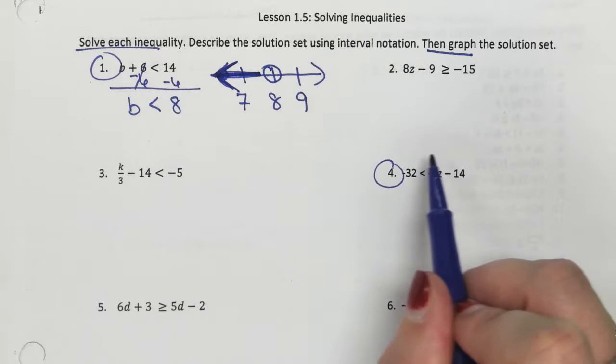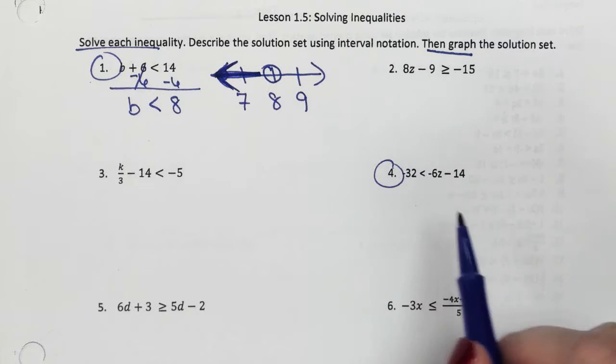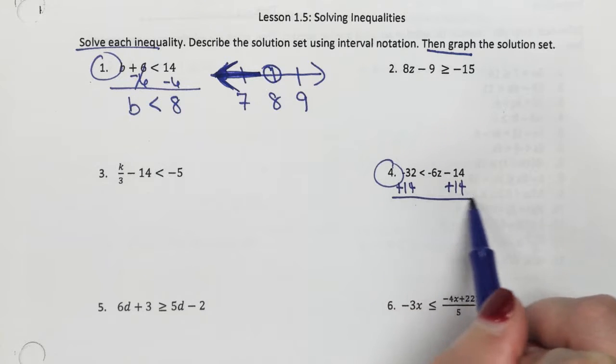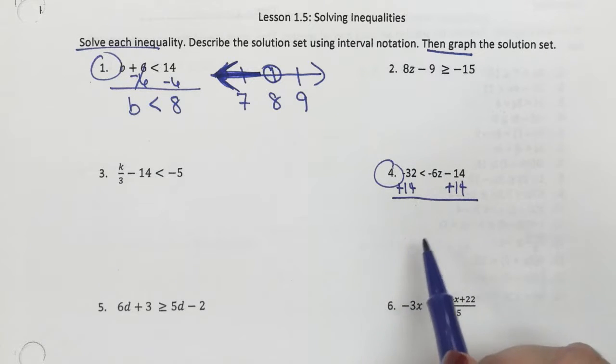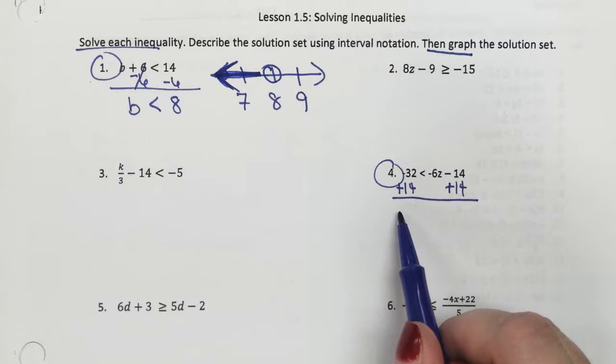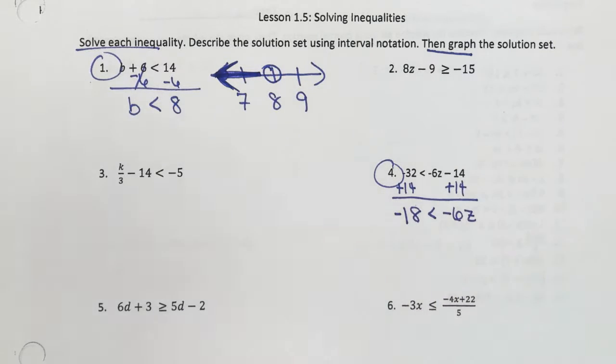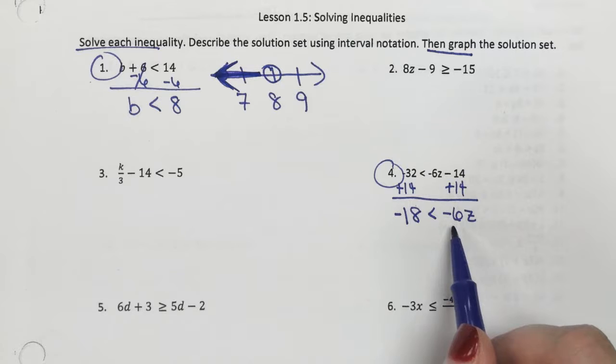All right, what about this one? How can I solve for z? Add the 14. So what's negative 32 plus 14? Negative 18. Very nice. Okay, then I need to get rid of that negative 6.